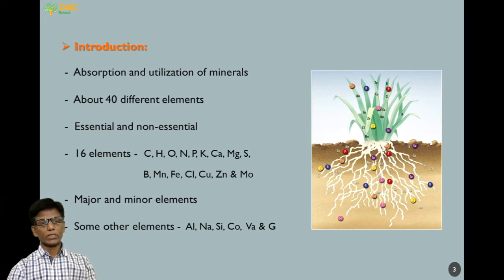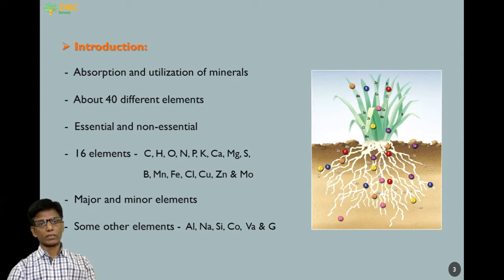The elements which are necessary for the plant's growth are called essential elements. In other words, the elements which are indispensable for the normal growth and development of the plants are called essential elements. In opposite to this, the elements which are not necessary for the plant's growth are called non-essential elements. In other words, the elements which are not indispensable for the normal growth and development of the plants are called non-essential elements.